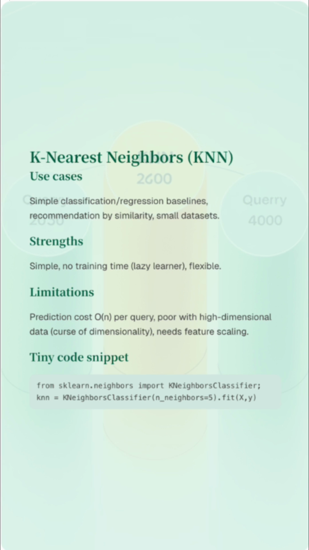Now, let's look at K-nearest neighbors, or KNN. It's often used for simple classification or regression baselines, recommendation systems based on similarity, and works best with small data sets. The strengths: KNN is simple, requires no training time since it's a lazy learner, and it's quite flexible. However, it has its limitations. KNN can be slow at prediction time because it compares each new query to all training points. It also performs poorly on high-dimensional data. That's the curse of dimensionality, and it requires feature scaling for good results.